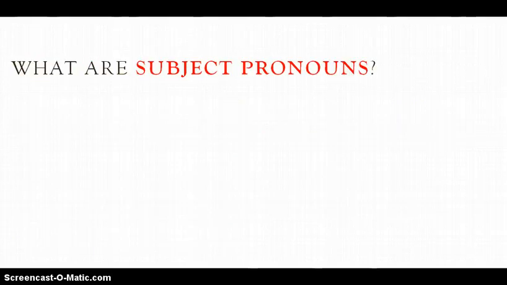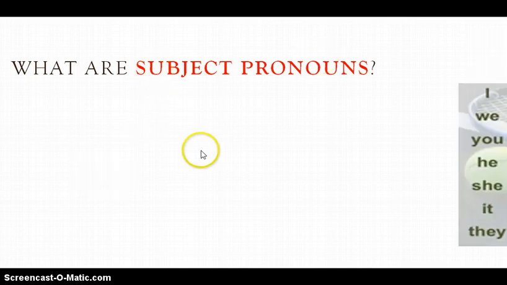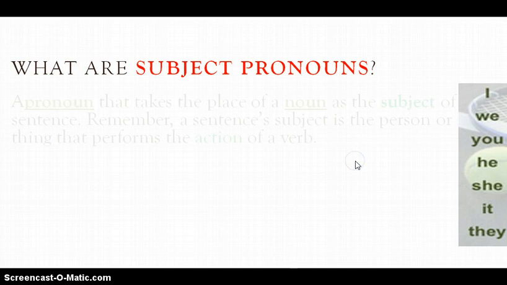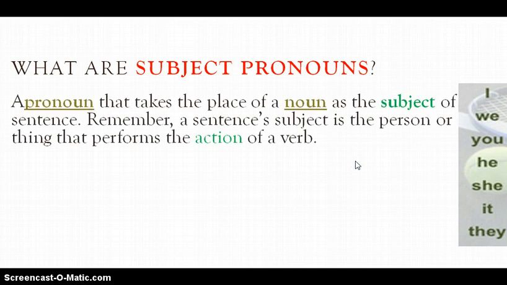There are two kinds of personal pronouns. One is subject pronouns, and the next one is object pronouns. We'll discuss subject pronouns here now. Subject pronouns are the pronouns that can come at the subject position and they replace the subject of the sentence. I, we, you, he, she, it, they are called subject pronouns.